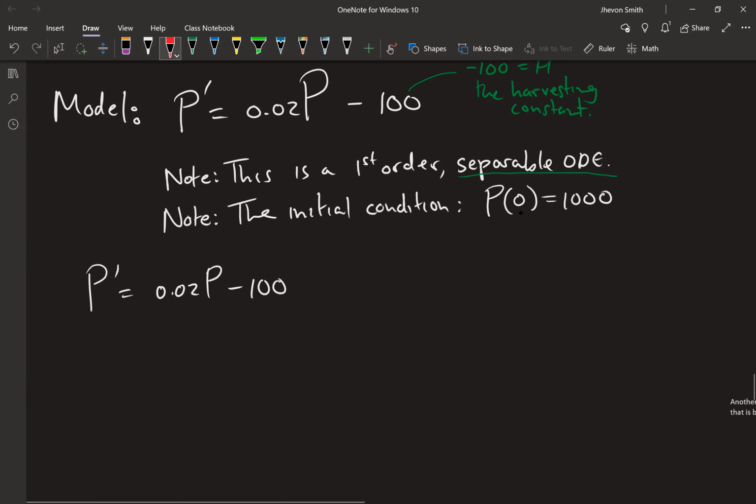So let's say we move this over there, right? And we have minus 100. Why is that not good enough for separating the variables? Right, p prime is equal to dp dt.